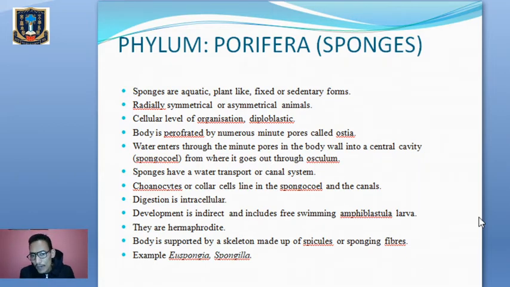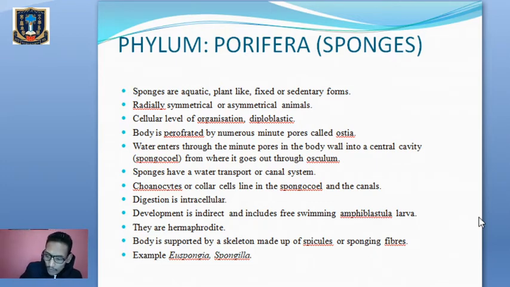They are hermaphrodite, which means they are monoecious. Both the male and the female sex organs are present in the same individual. And lastly, the body of these sponges is supported by a skeleton which is made up of spicules or spongin fibers. So these are the general characteristic features of the phylum Porifera, or the sponges, and we'll take a few examples like Euspongia and Spongilla.